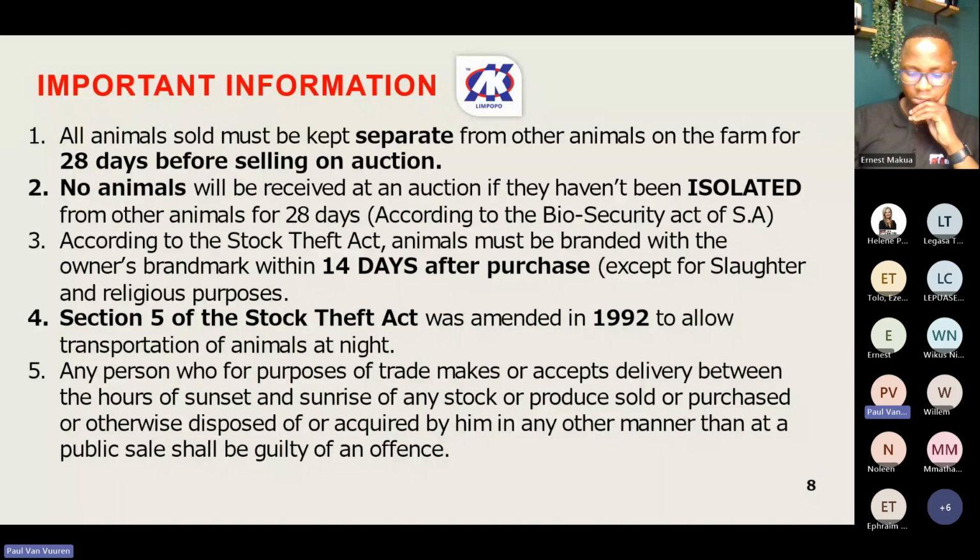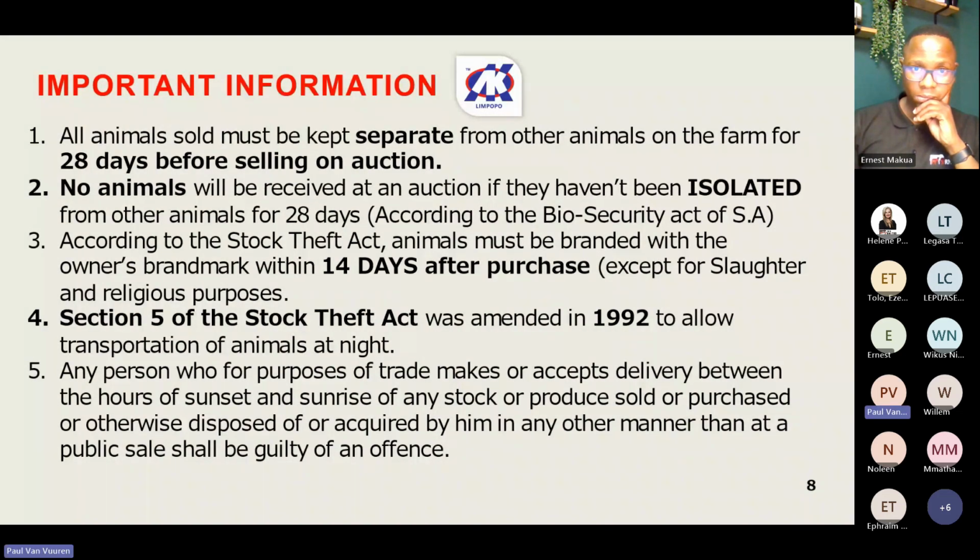Some people will ask, but why 28 days? Now the virus of the foot and mouth, the SAT virus of the foot and mouth, has a cycle of 14 days. So that's why we made it 28 days. So if you miss the first cycle of 14 days, then we'll definitely get it on the second cycle of 14 days. So that's why all animals must stand 28 days after being purchased. No animals will be received at an auction if they haven't been isolated from other animals for 28 days, according to the Biosecurity Act of South Africa.